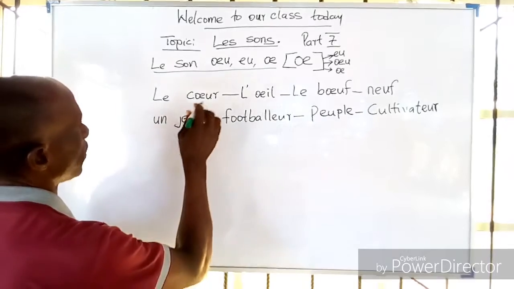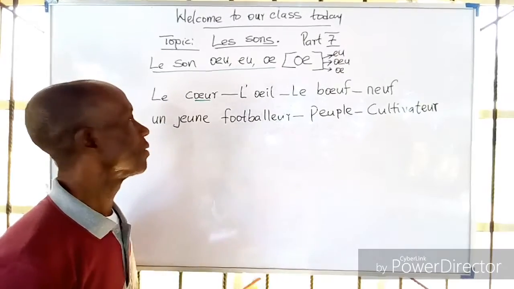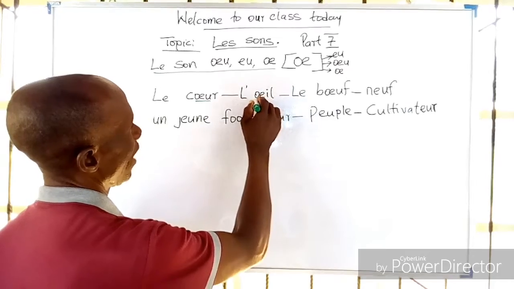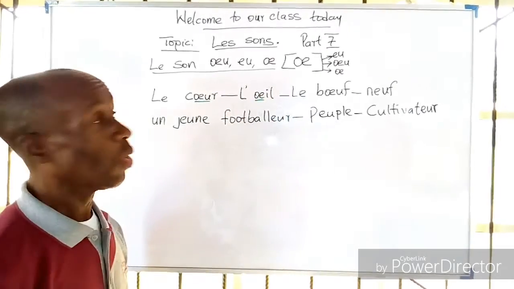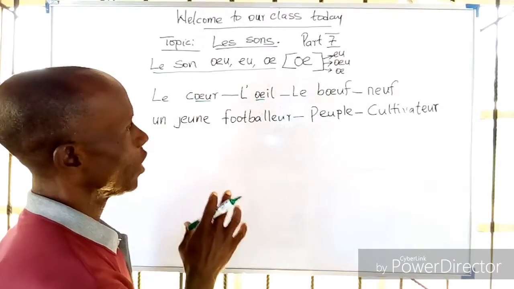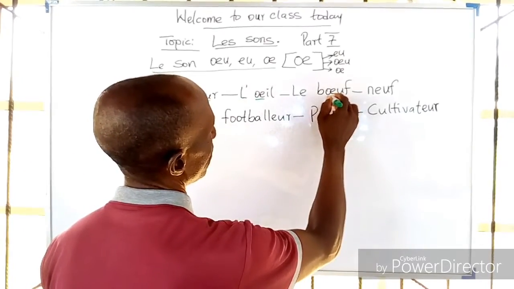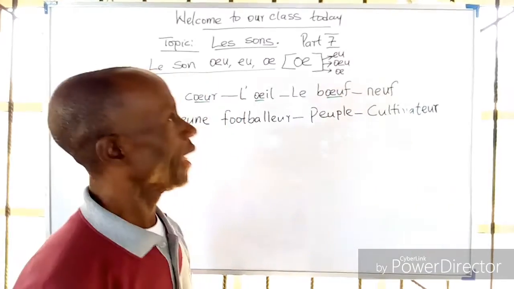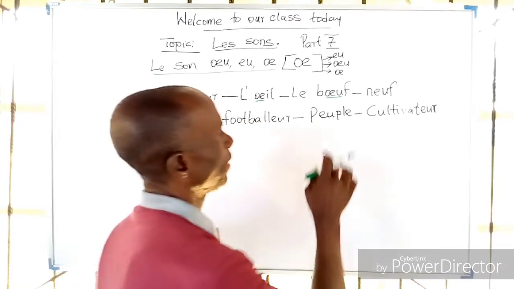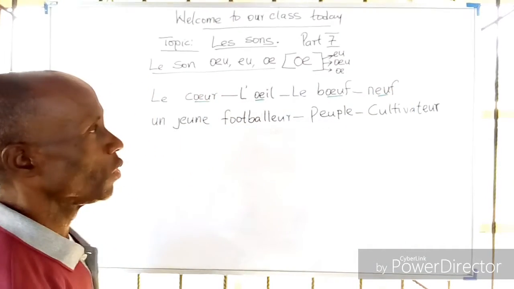Here we have cœur. The O-E-U is the sound in cœur. The O and E is the sound "eu" there. L-E-U. Now we have bœuf. The O-E-U there is the sound of "eu" in bœuf. Then in neuf, we have the sound there, E-U. E-U is the sound of what?